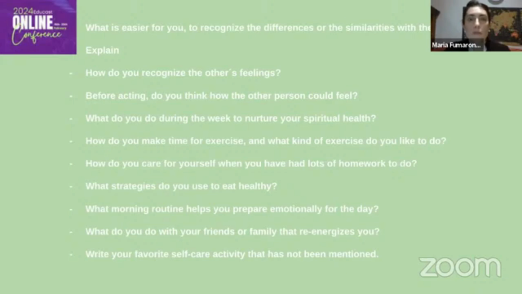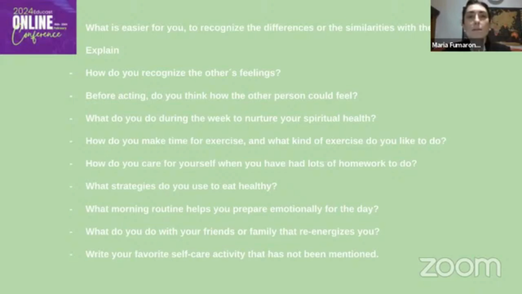This made me think about discipline, about self-discipline, about being organized, how we organize the day, how we schedule our activities. The next one: what strategies do you use to eat healthy? Sometimes we know our weaknesses and we can design a kind of strategies, so as not to be tempted to eat what we don't have to eat. Then the next one is: what morning routine helps you prepare emotionally for the day?